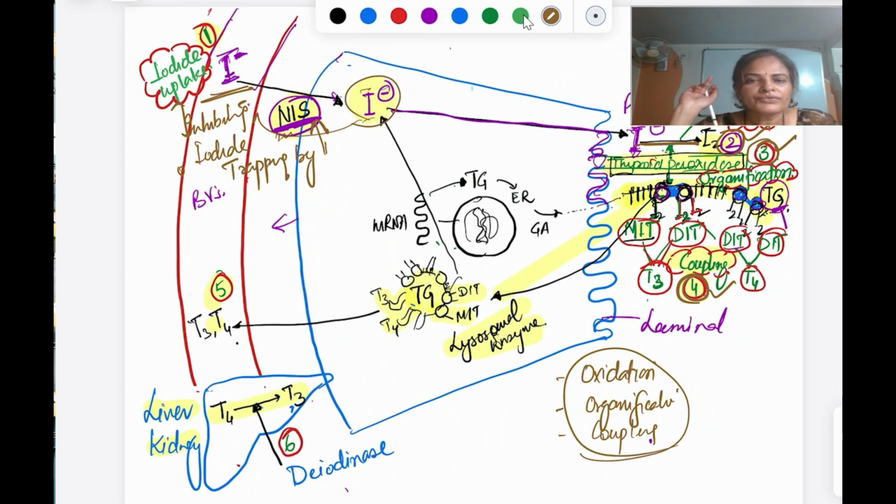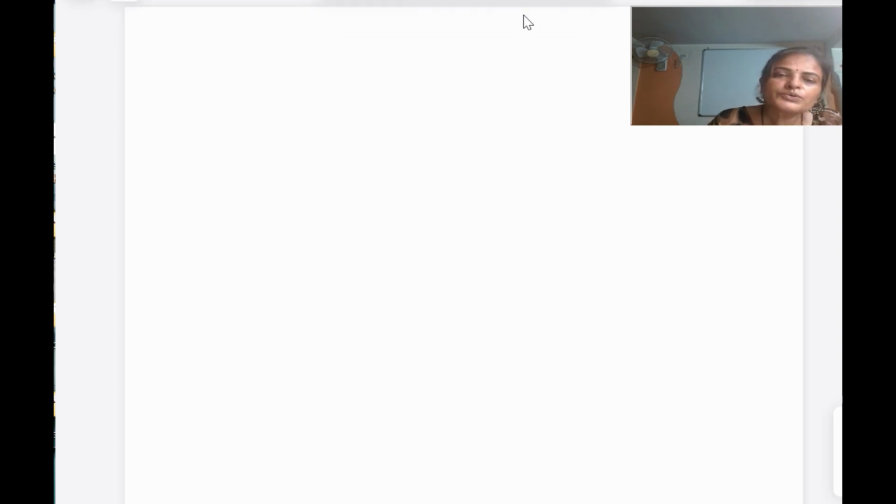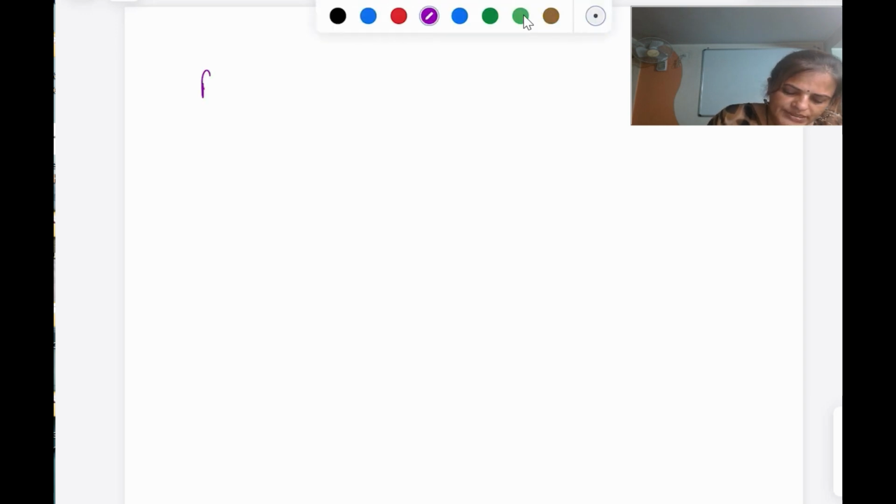Now we have 3 drugs: propylthiouracil, carbimazole and methimazole. Carbimazole and methimazole, I told you, methimazole is the active form of carbimazole. So in our country we mainly use carbimazole. Let's see the basic difference. The mechanism of action I have told. So we have propylthiouracil.